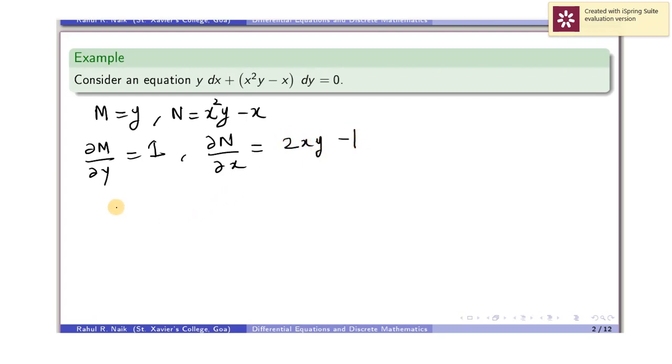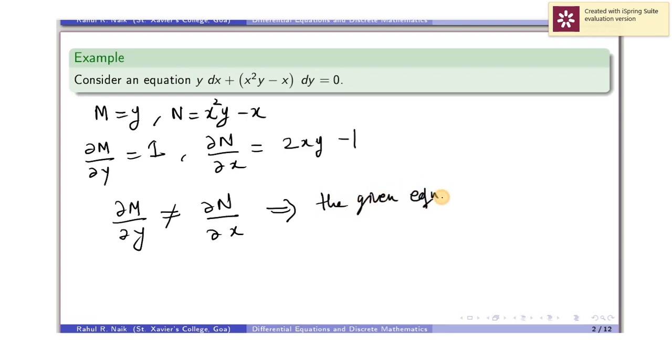You can see that they are not identically the same. As functions they are not equal. They might be equal at some point, but we want to see whether they are identically equal or not. Here they are not identically the same, so this says that the given equation is not exact.